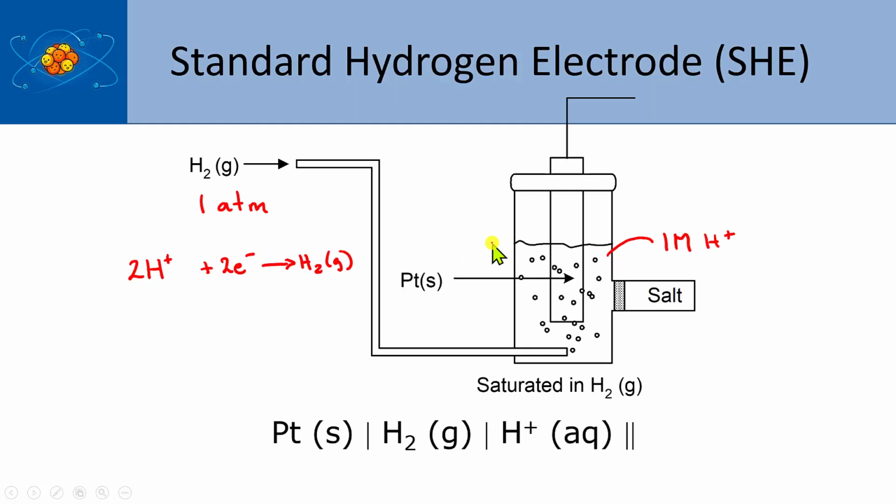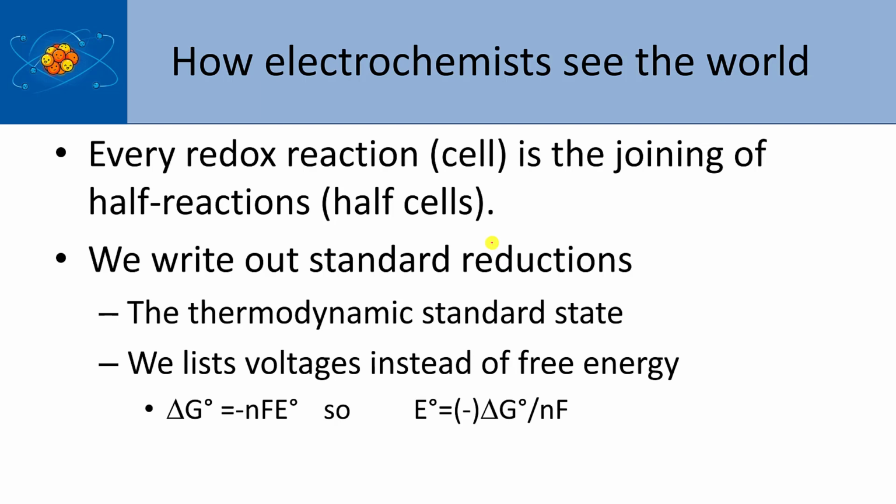All right, so this is a little bit more of what I just said. Every redox reaction cell is the joining of half cells. So we're talking about the oxidation half cell and the reduction half cell.